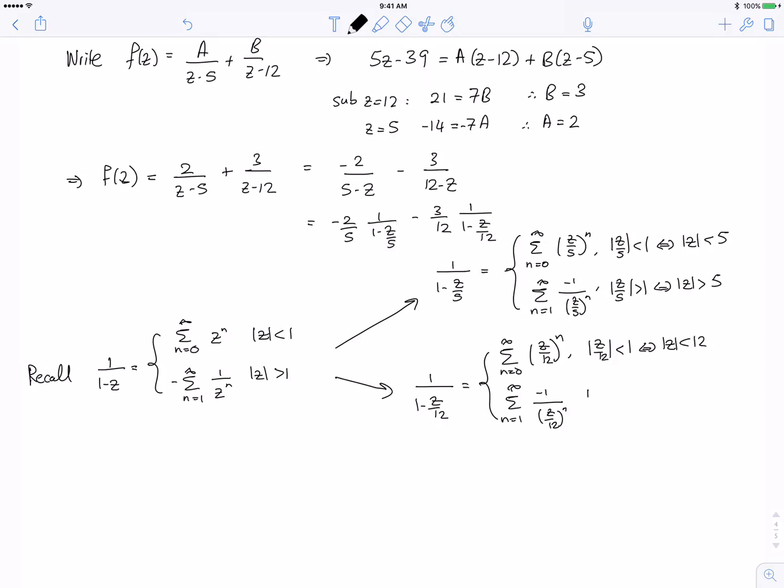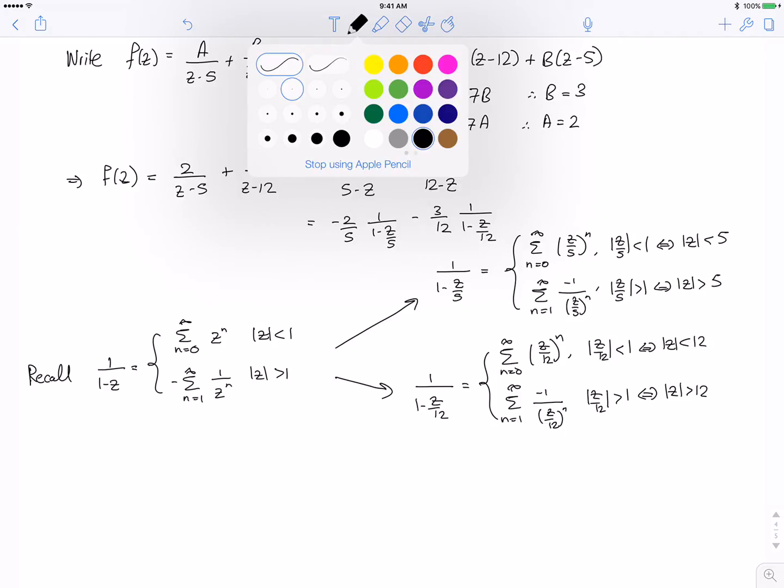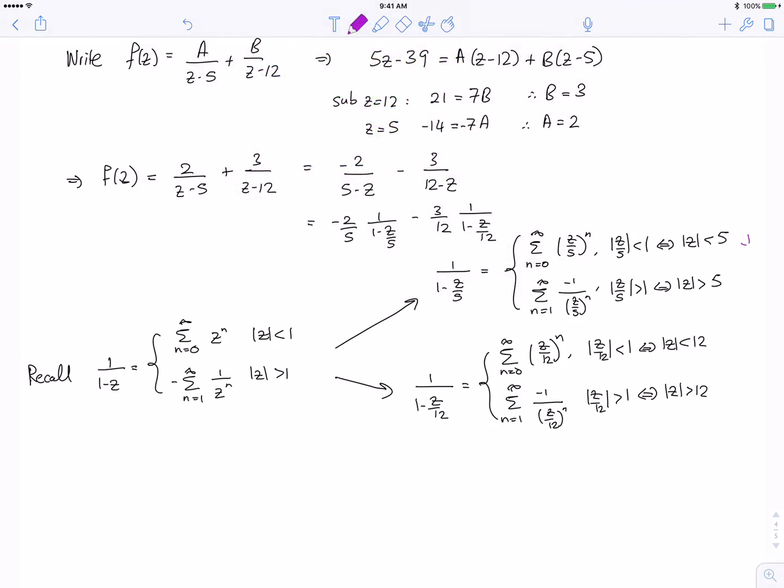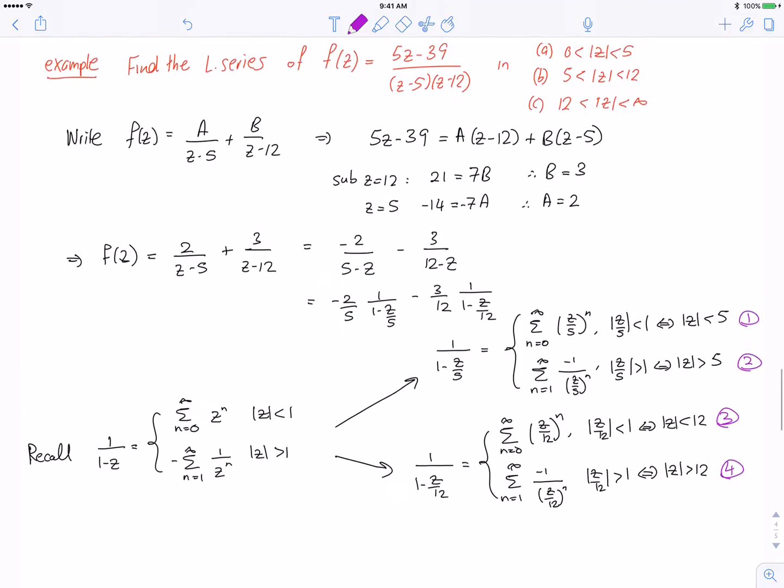Right? And this is when modulus of z on 12 is greater than 1, or equivalently, modulus of z is greater than 12. So I have these 4 different series expansions. And I think the best approach to set out your work is to label these ones. So I'm going to call this 1, 2, 3, and 4. Okay? Now let's have a look.